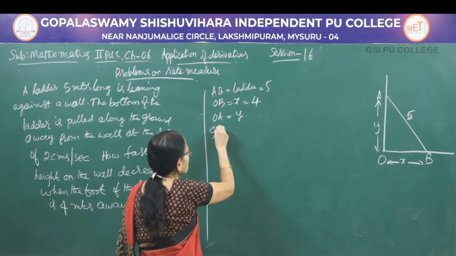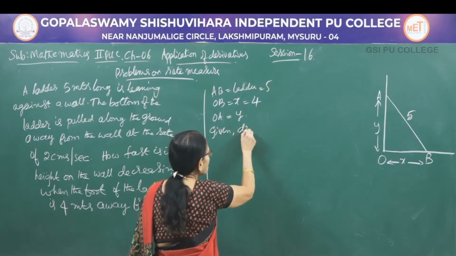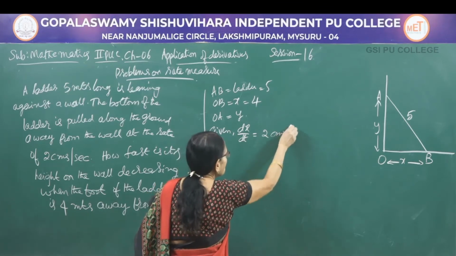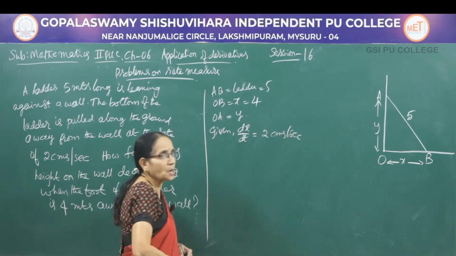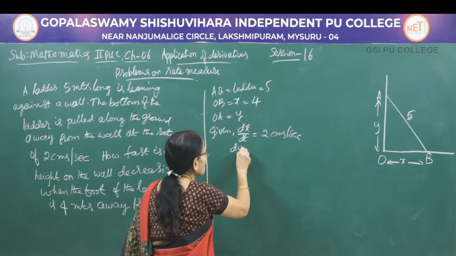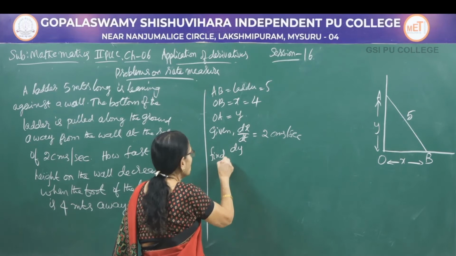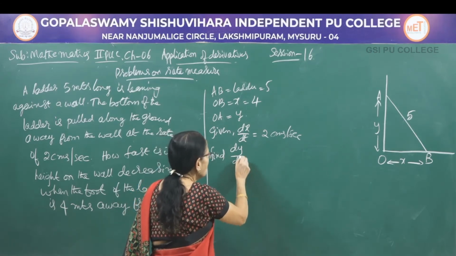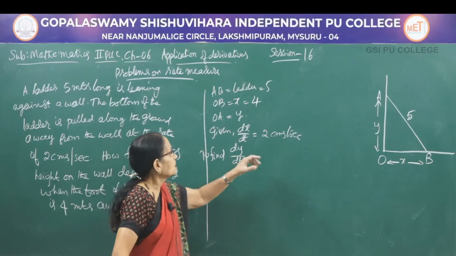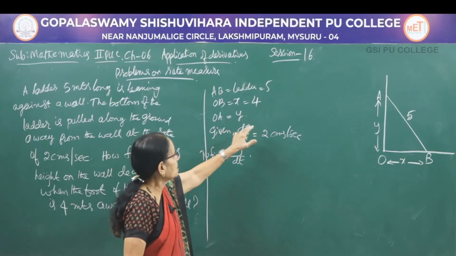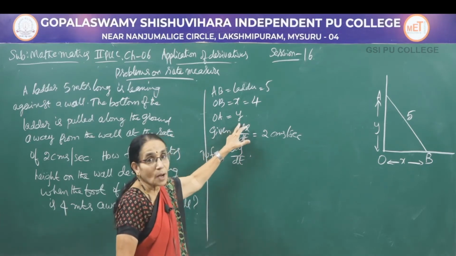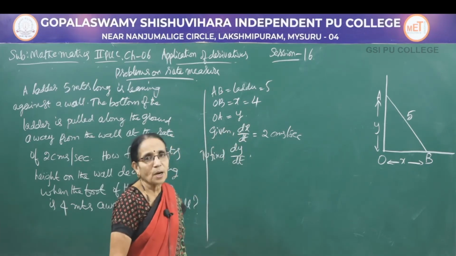Now given: dx by dt is equal to 2 centimeters per second. Now what has to be calculated? You have to find dy by dt. First always write like this. Now here x is given. So if you want to know dy by dt, you have to calculate the value of y also. How can you find that?